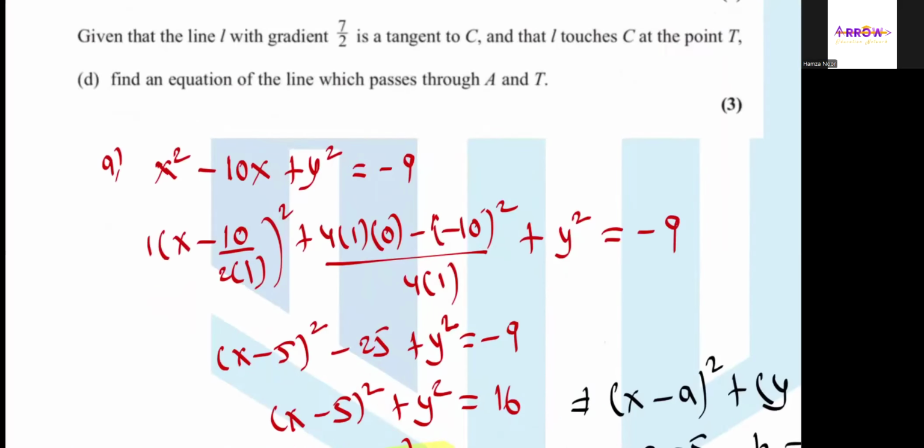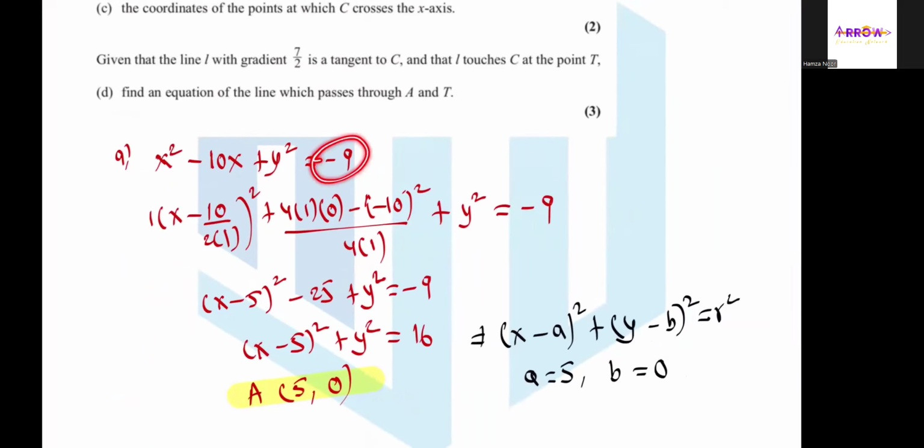So the thing is that first you just focus on this x square minus 10x. Okay, so I've converted this into a completing square form using this formula: a times x plus b over 2a whole square plus 4ac minus b square divided by 4a. And there is only one term in y, which is y square. Okay, and the constant term will be shifted on the other side of the equation.